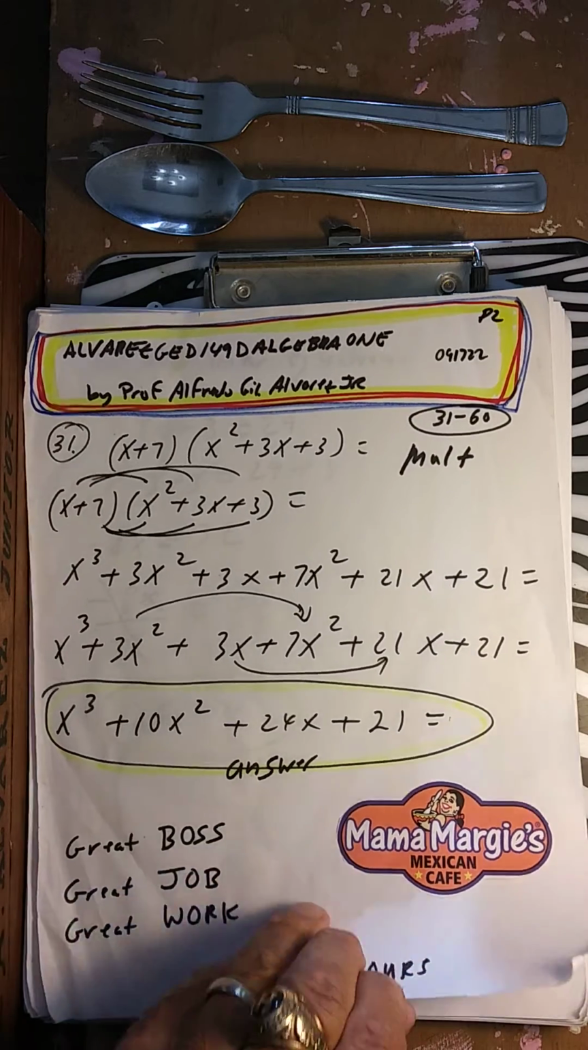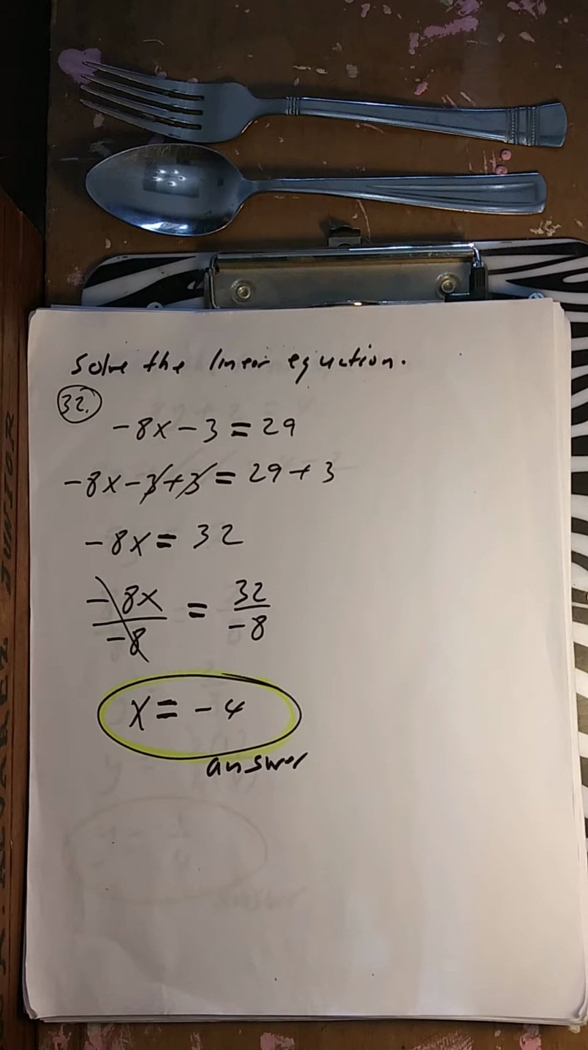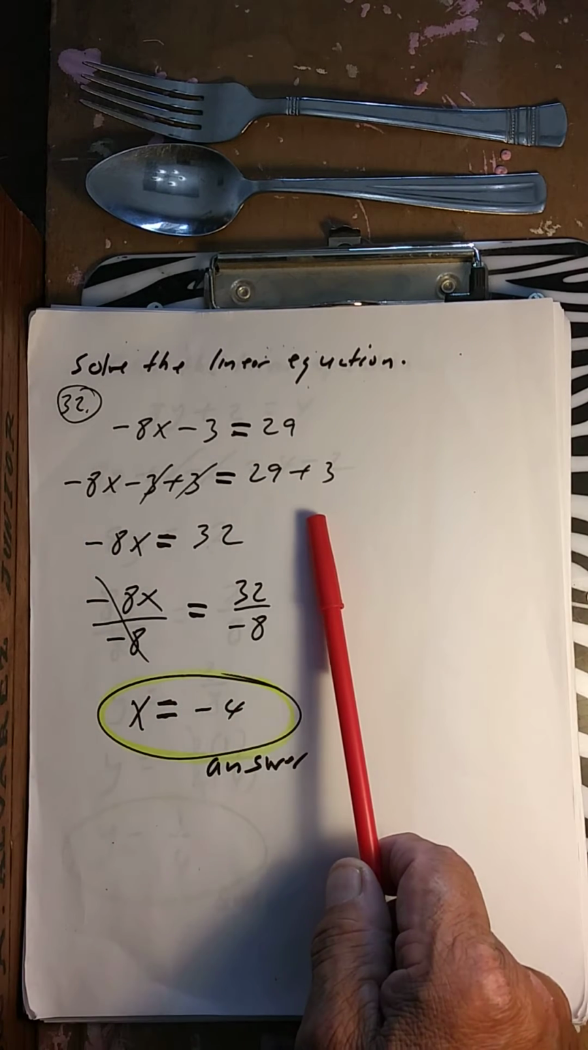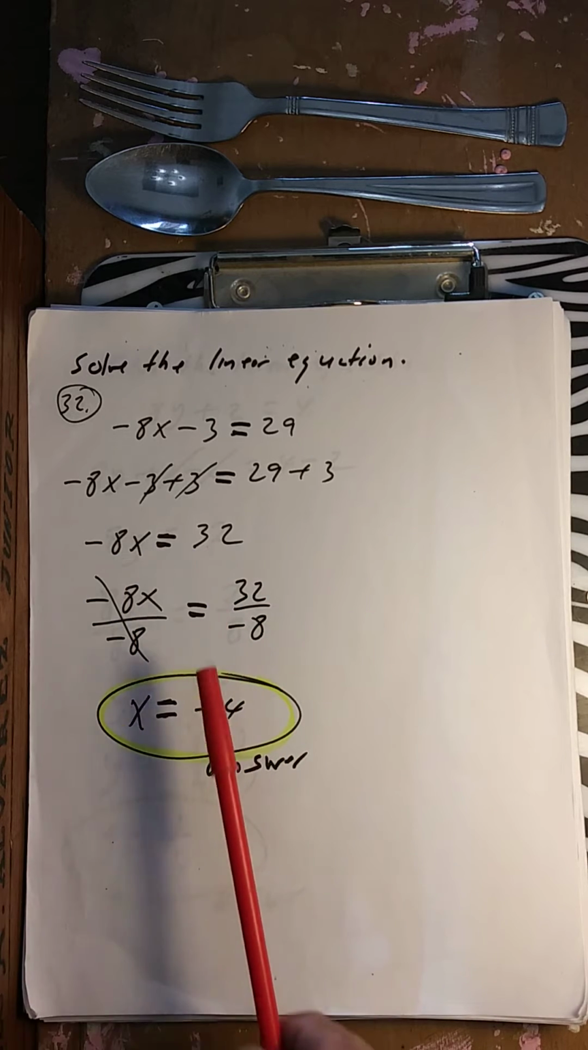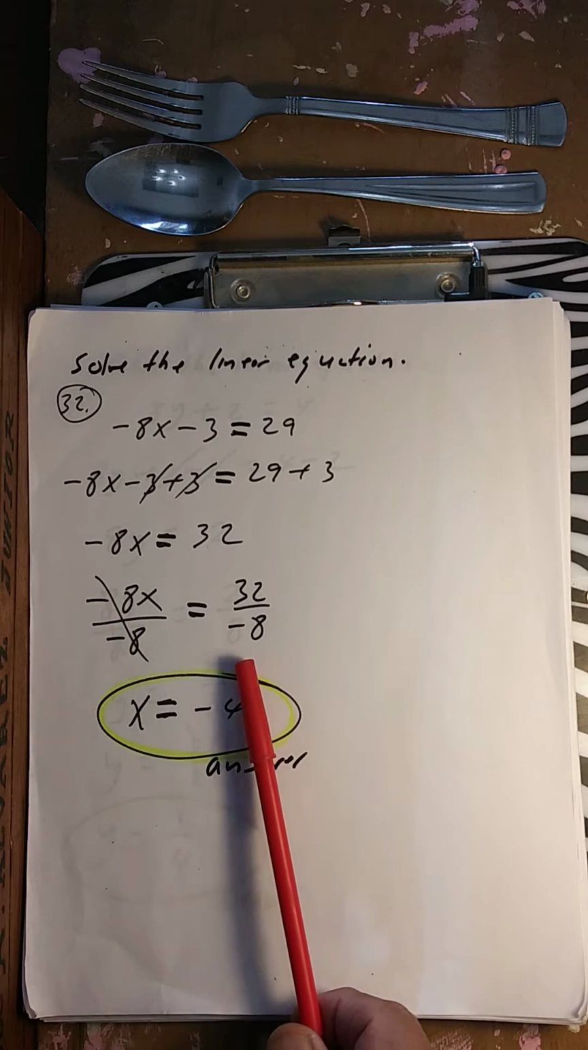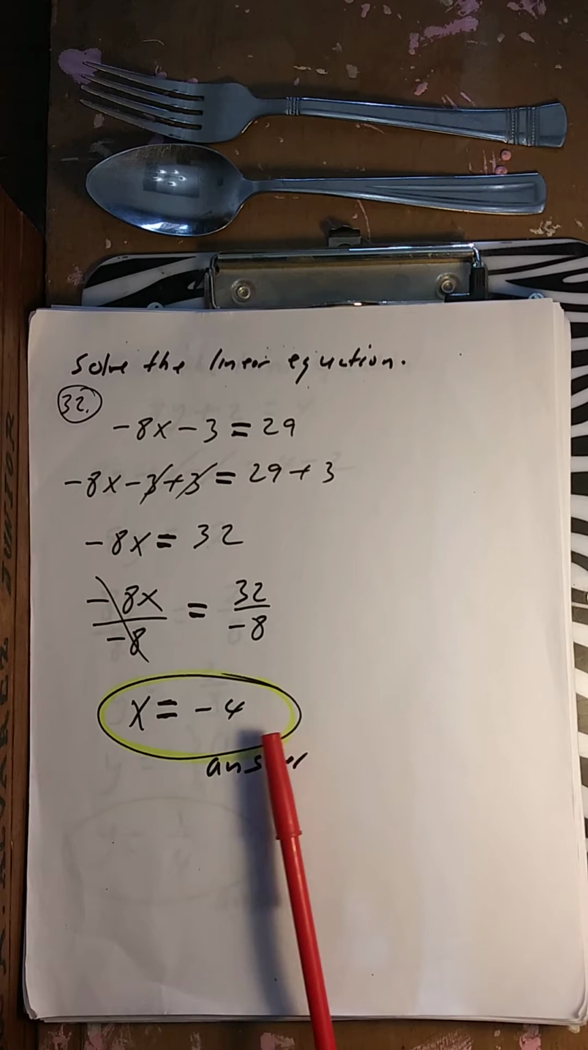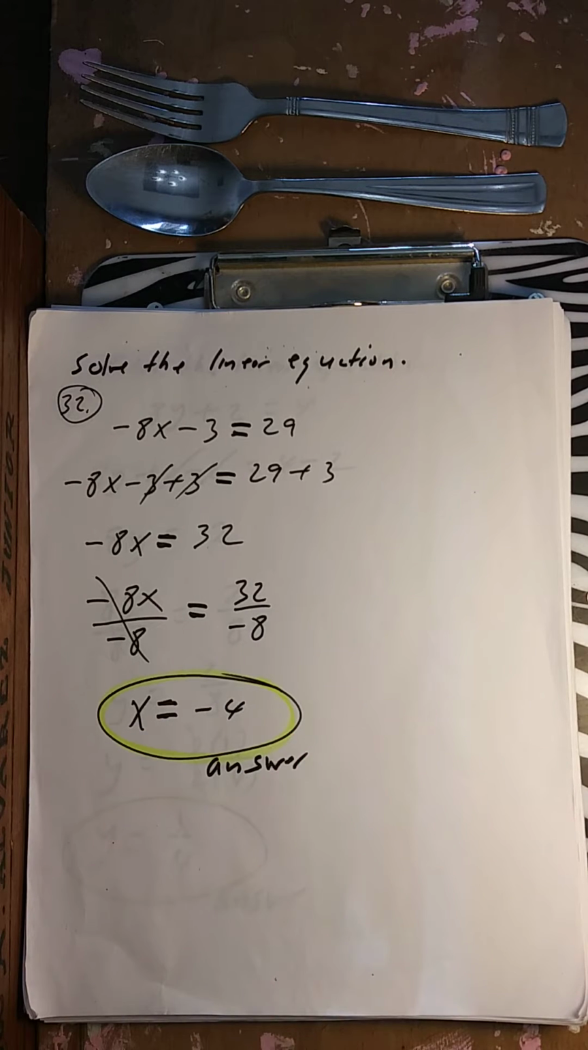Alright, let's go to the next question. Solve the linear equation. First I'm going to add 3 to both sides. Once I add 3 to both sides, you have negative 8x equals 32. Divide by negative 8 on both sides. So x is a positive divided by a negative, which is negative 4.